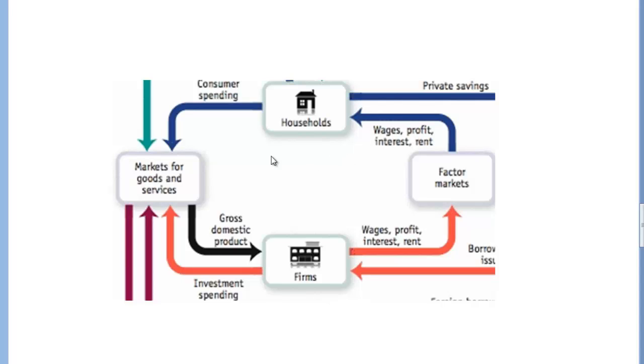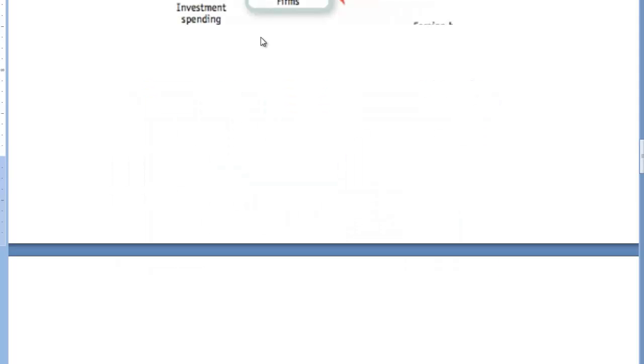Households do not necessarily spend all of their income. As a result, the income flowing into the household can flow out as consumer spending and private savings, so that we have the equation income is equal to private savings plus consumer spending, where C stands for consumer spending and S private stands for private savings.